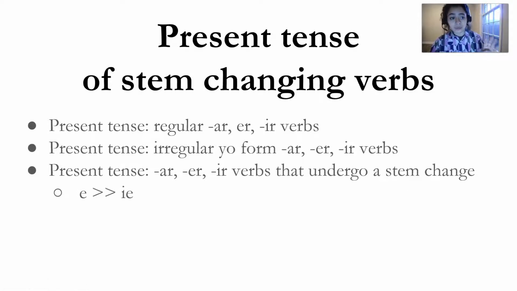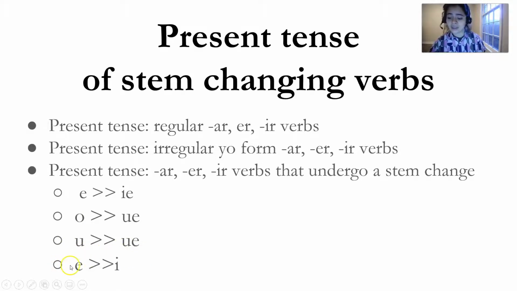So we're going to see four categories of these verbs. First, the verbs that have a stem change from E to IE. Then the verbs that have a stem change from O to UE. Then the verbs that have a stem change from U to UE. And then the verbs that have a stem change from E to I. So you'll have to memorize these verbs. There are not that many. You have to memorize the kind of stem change they undergo.